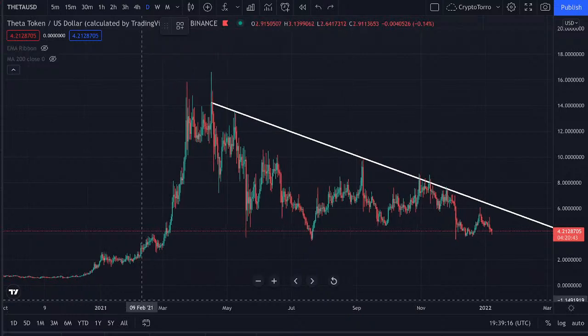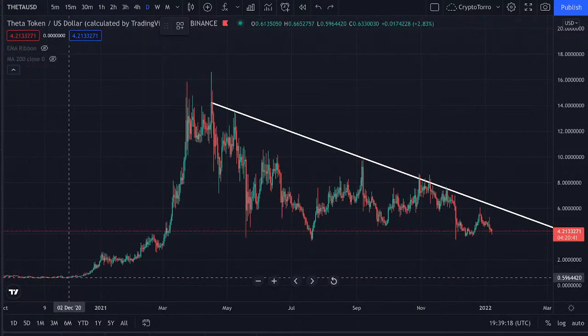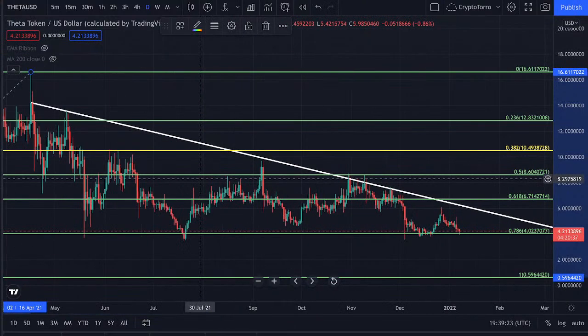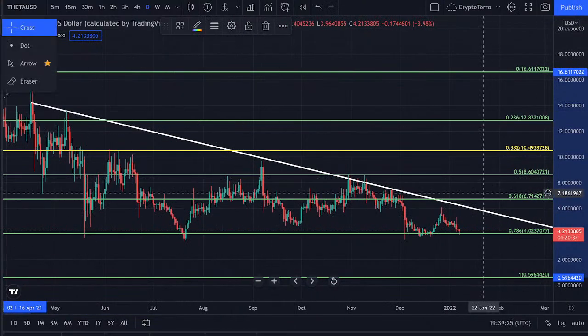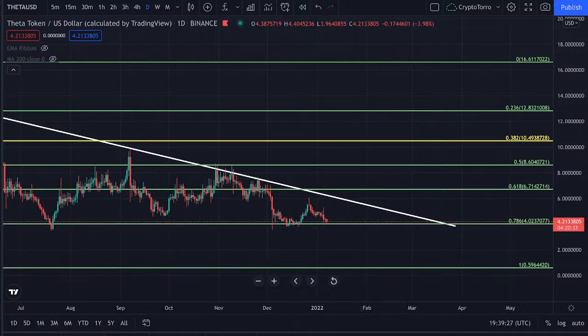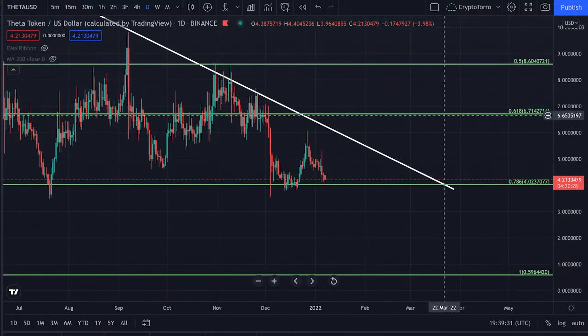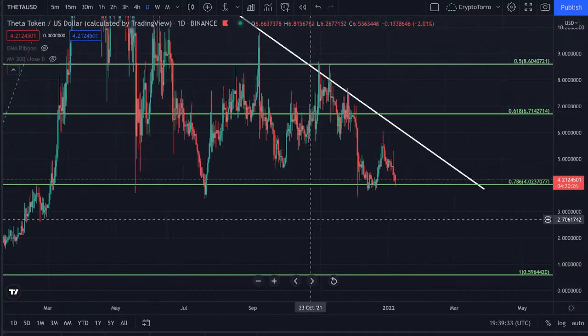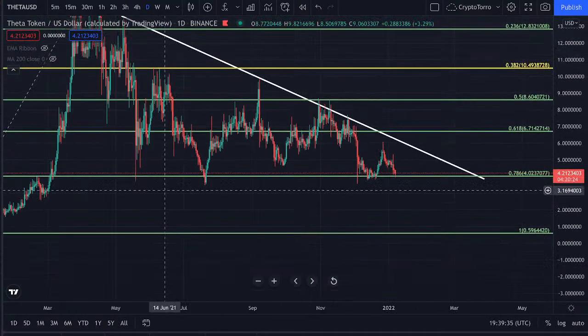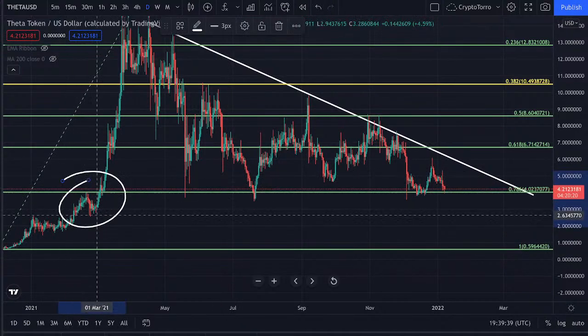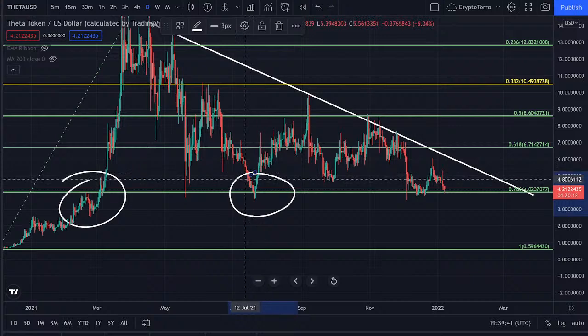I will be placing a Fibonacci retracement from swing low towards swing high on the daily time frame, and what you can see is that we are currently retesting the 0.786 at $4.02. So that is for sure important. And what is very important to me is that if we take a look at previous data, we found resistance underneath this level, and we found support on top of it as well.